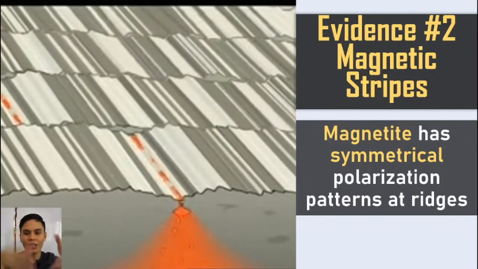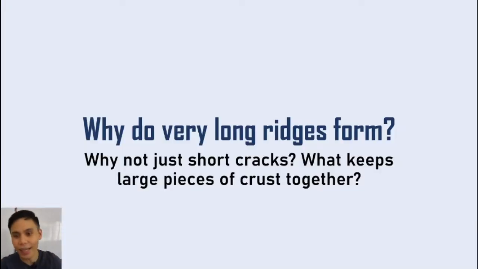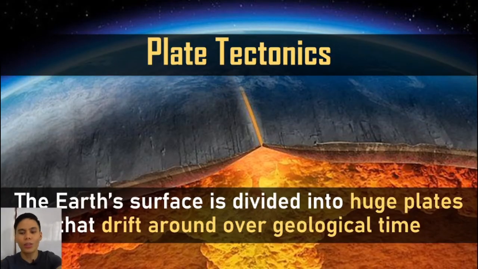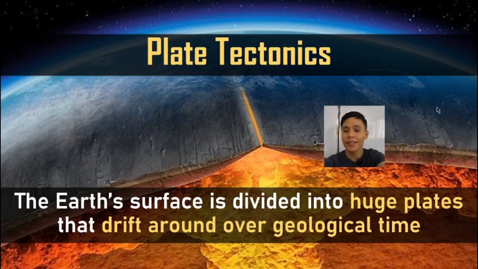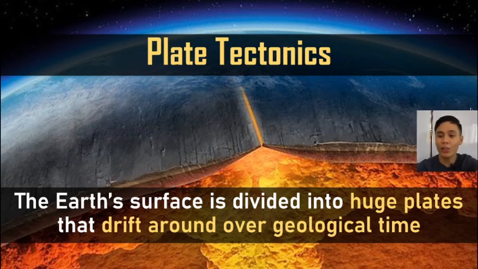The new crust is coming from the mid-oceanic ridge itself. So these very long ridges form not just short cracks, but very long ridges and huge pieces of crust, because these pieces of crust are what we call plates. So that leads to the theory of plate tectonics. Now, Earth's surface is divided into huge plates that drift around over geological time.